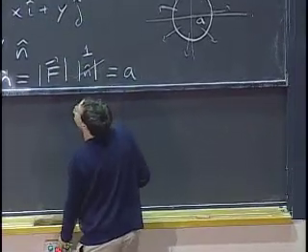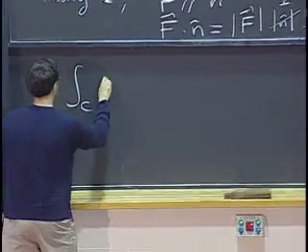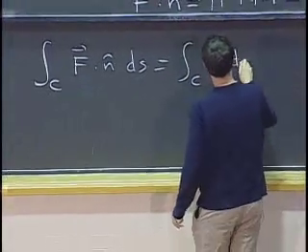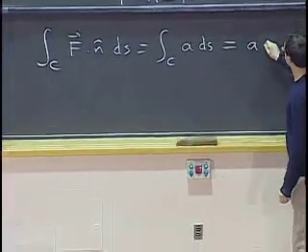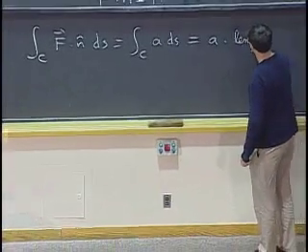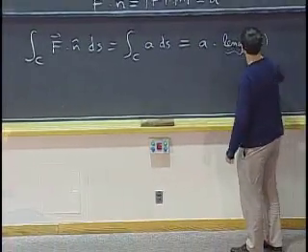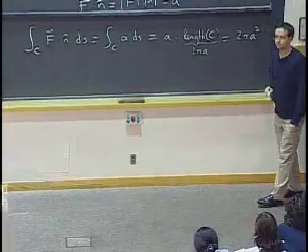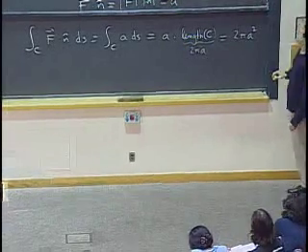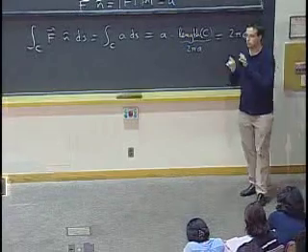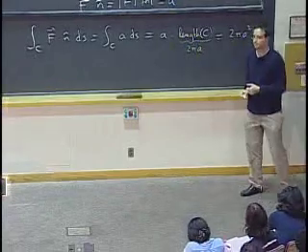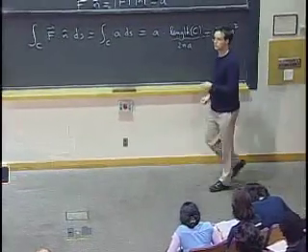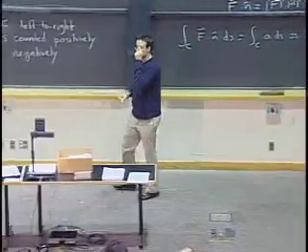All I have to do is the integral of F dot N ds, which becomes the integral of a ds. a is a constant, so I can take it out. And the integral of ds is just the length of C, which is 2 pi a. So I will get 2 pi a squared. And that is positive, as we expected, because stuff is flowing out of a circle. Any questions about that? No?